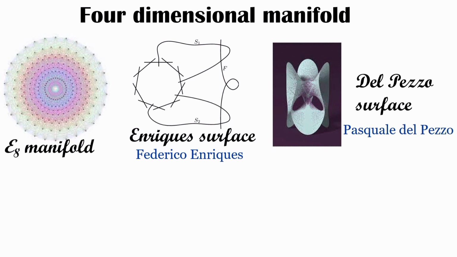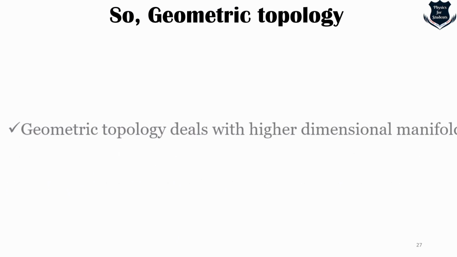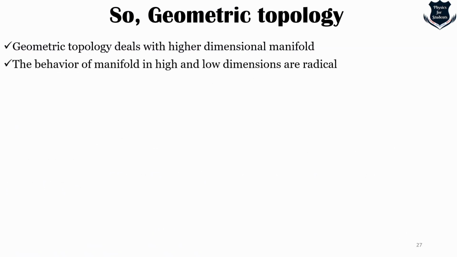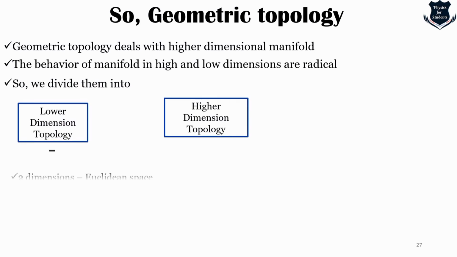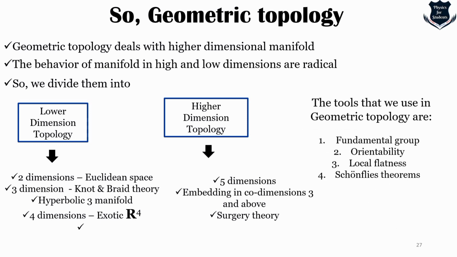Further four-dimensional ones are these, the projective plane and this. So what we can say is that geometric topology deals with high dimensional manifolds. The behavior of manifolds is sometimes very radical, so we have divided them into lower dimensional, which are those, and higher dimensional, which are those. The tools that we use are the fundamental group, orientability, local flatness, and the Schoenflies theorems. These are too technical and this is not the right time to deal with them. So this is, all in all, what is called geometric topology.